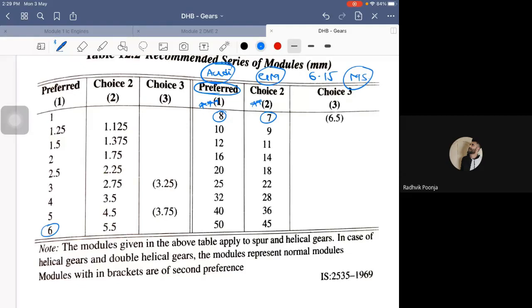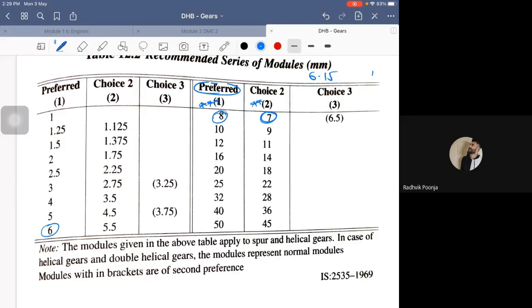So what we will do is, in the design procedure, we always follow a preferred value. It doesn't mean that you cannot use choice 2 or the Maruti Suzuki one. It can be used, but when you have a preferred choice, you should go with the preferred choice. Now, there are two ways. You can decide on 8, or you can go with the 7. It's up to you. Okay.